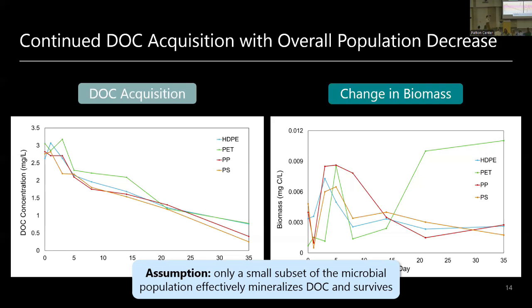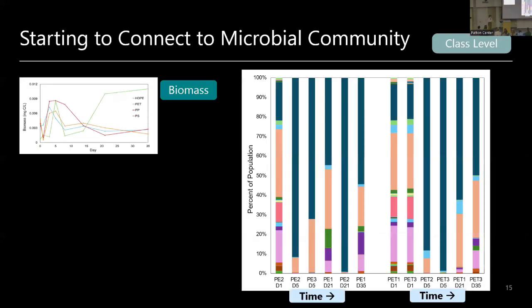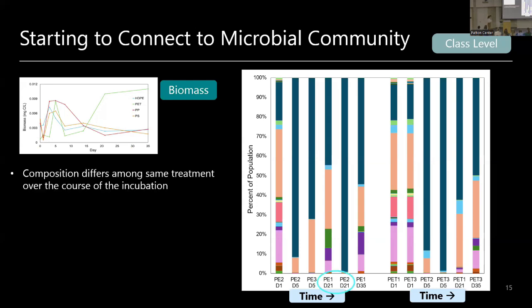So I wanted to check that with the microbial data that we ended up getting this past week. I got overwhelmed and didn't do all of that. But this is at the class level, so definitely not what I want. I want to go to the genus and species, but I just tried to get some sort of idea from this data. So some of the conclusions were that the composition differs among the same treatment over the course of incubation.